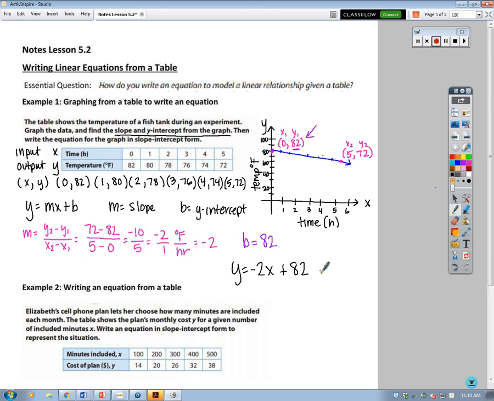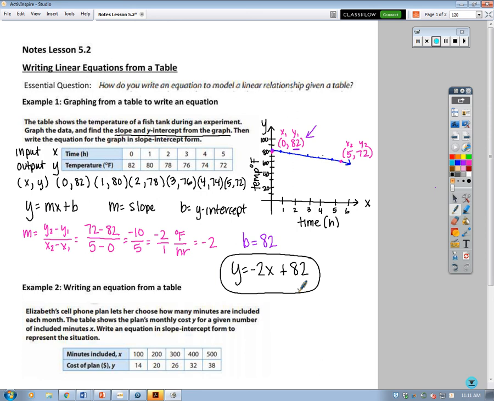So for my fish tank, it starts at 82 degrees, and then it goes down 2 degrees every hour. Our input is our time in hours, and that's going to give us our output, which is our temperature in degrees. So starting at 82 degrees, decreasing 2 degrees per hour. And so we can use this equation to find out at any time what our temperature is going to be.